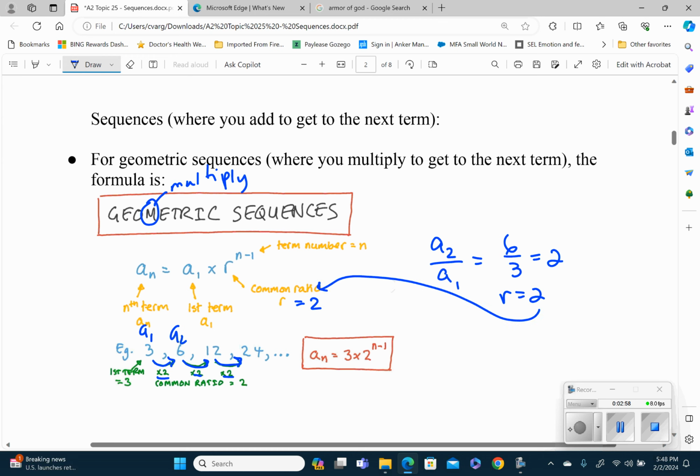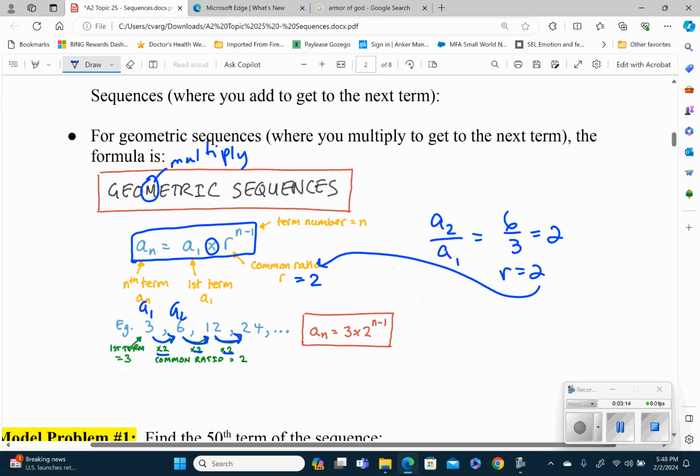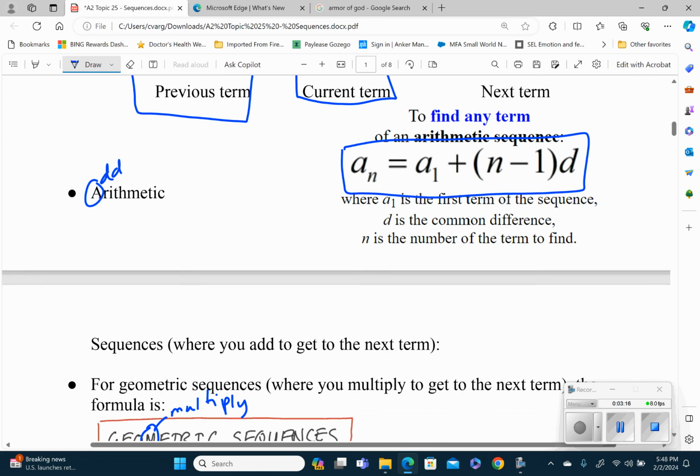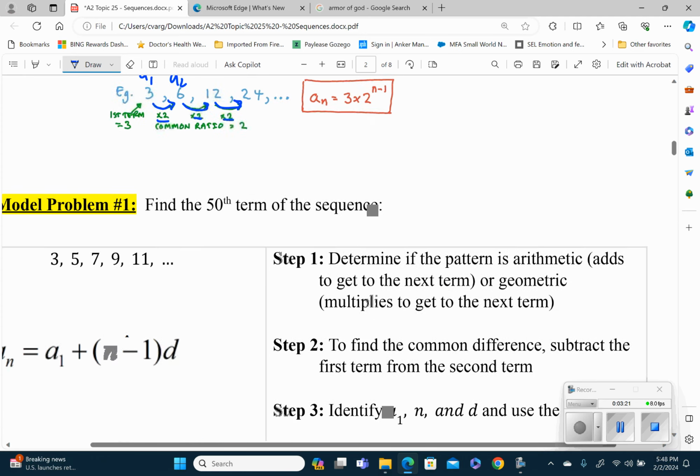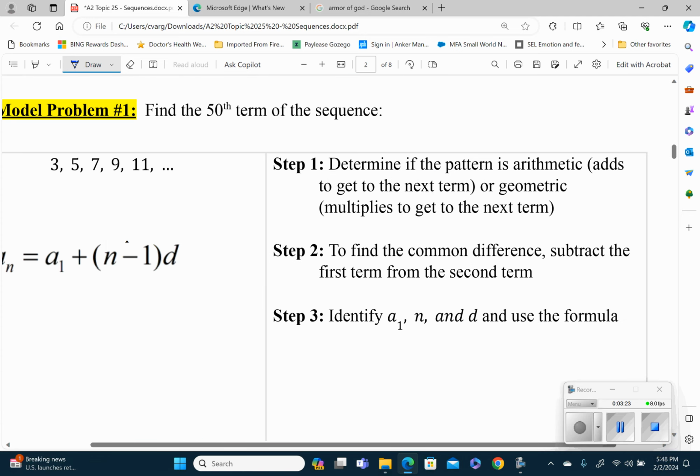All right. So the formula for our geometric sequence is right here. It looks similar to the arithmetic, but instead of a plus, the geometric has a times. So, like I said, some similarities. You are going to need to memorize these formulas to be able to apply them. So let's talk about doing a problem.